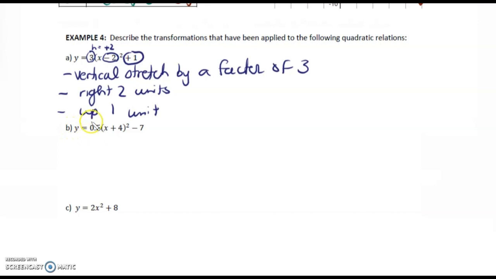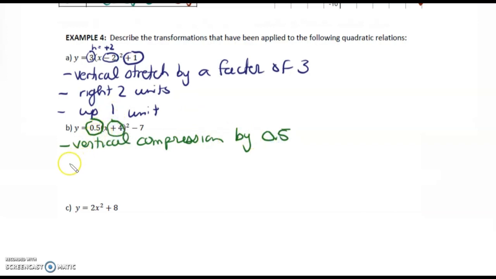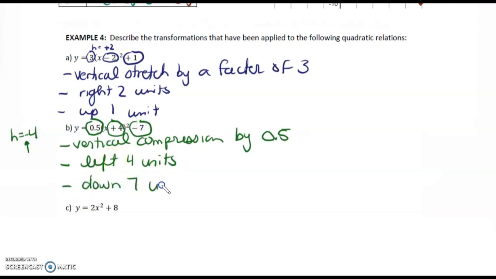B, y equals 0.5 times x plus 4 squared minus 7. So the 0.5 is a vertical compression. We say by a factor or just by 0.5. I'm okay with that terminology. Okay. The plus 4, because it's in the bracket, it's actually h equals negative 4. So this is going to the left 4 units. And then we have negative 7, so this is down 7 units.